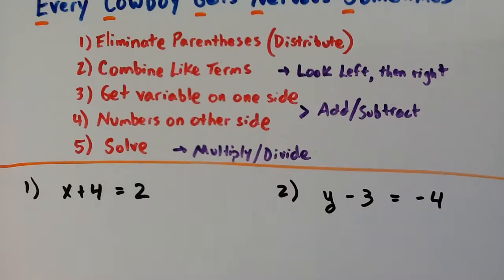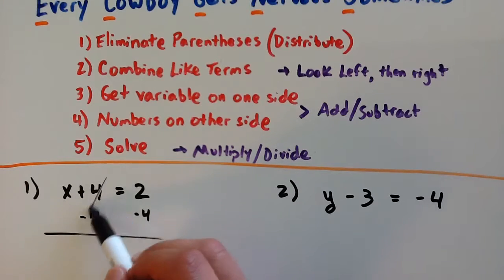What's the inverse operation of addition? That would be subtraction, right? So I subtract 4, of course, from both sides because that's the golden rule for equations. Whatever you do to one side, you must also do to the other. Now, the whole reason you're subtracting 4 is so that those 4's would cancel because 4 minus 4 is 0.